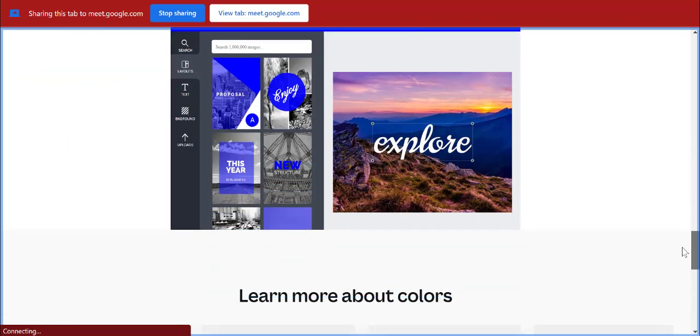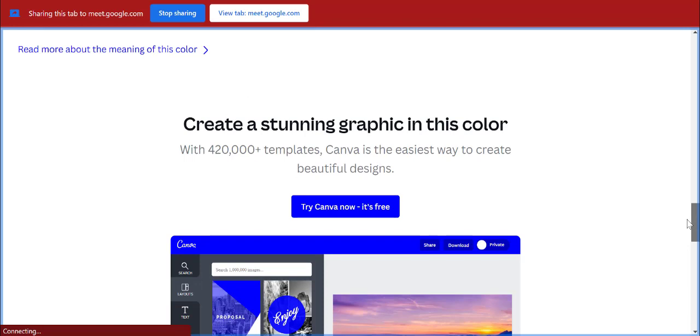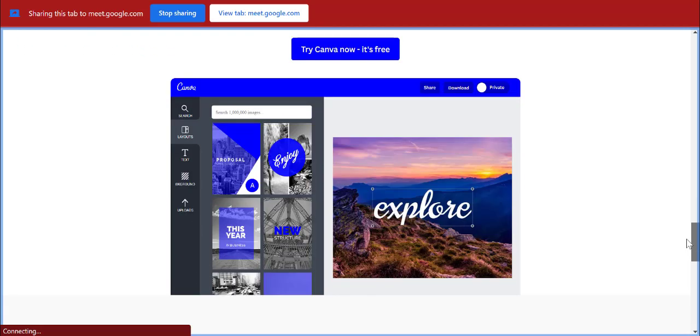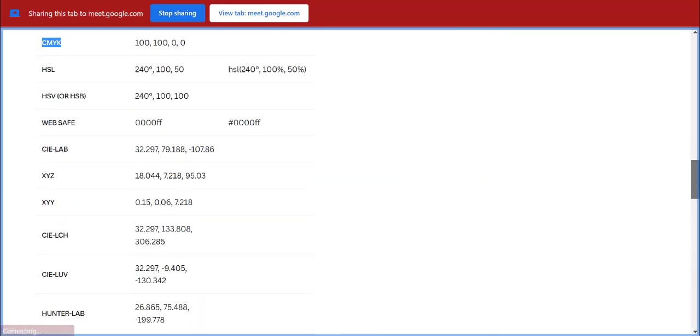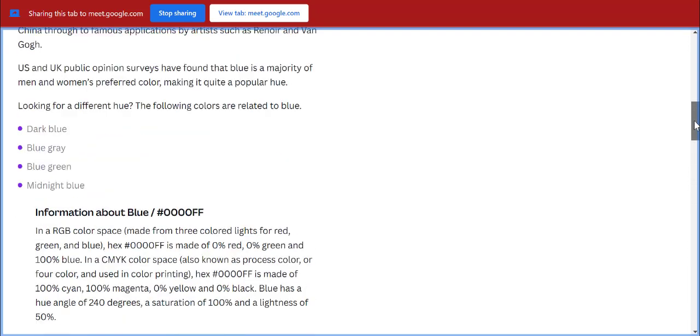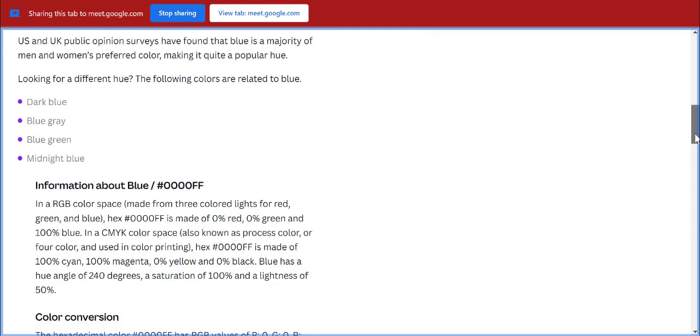Same thing here, like I said, for every color that we're exploring, Canva gives you an already made template to work with. All these things here are templates, and once you click on this button, Canva opens up that particular page and you can work on any design with the color blue. Okay, so that's it for blue.